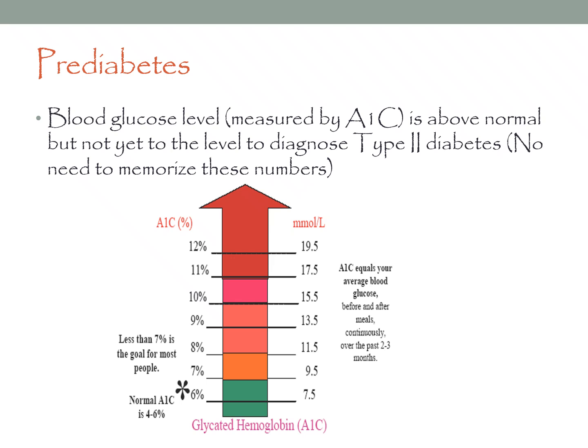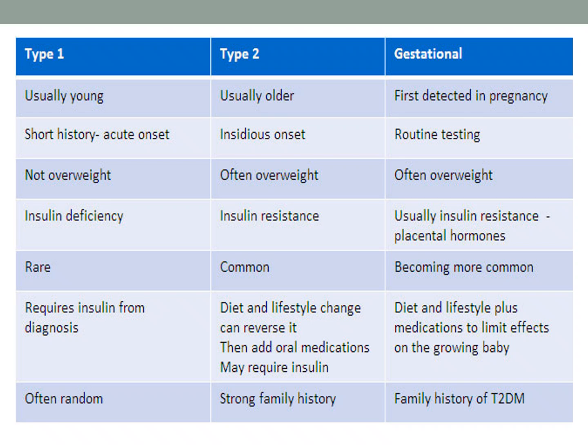So we use something called the A1C, the hemoglobin A1C. It's a blood test that measures your blood glucose levels over the past 2 to 3 months. And it's what practitioners use to help diagnose prediabetes and diabetes. So here's a recap and a comparison chart of type 1 diabetes, type 2 diabetes, and gestational diabetes.